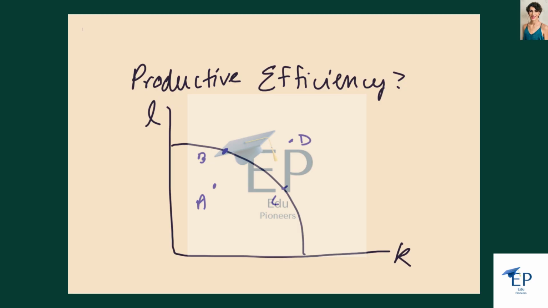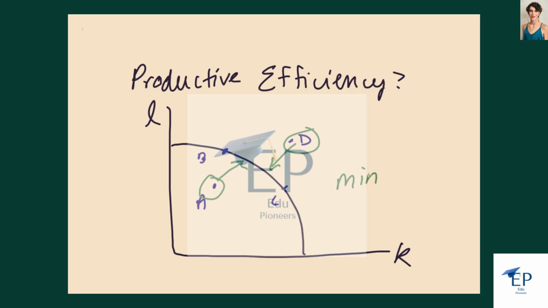So which of these points is productively, quote unquote, productively efficient? At A, this is inefficient because you are not producing as much as you could be producing. At point D, this is impossible to do with our current resources. So on B, because it is on the frontier, we can produce at that point. So it could be productively efficient. At C, we can produce at that point. So it could be productively efficient.